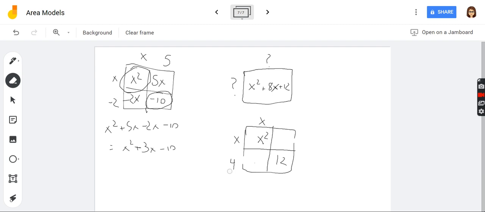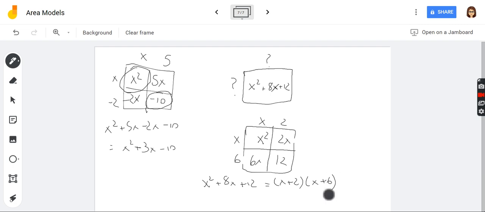So what else could go there? So let's try other things. What else multiplies to give 12? 1 times 12. I can put a 1 here and put a 12 there, fill in these boxes, and notice that that's still not right. So what will work? 2 and 6, or 6 and 2, same thing. So this is going to be 2x, this is going to be 6x, and now the whole box works. So now I could say that x squared plus 8x plus 12 is equal to x plus 2 times x plus 6.